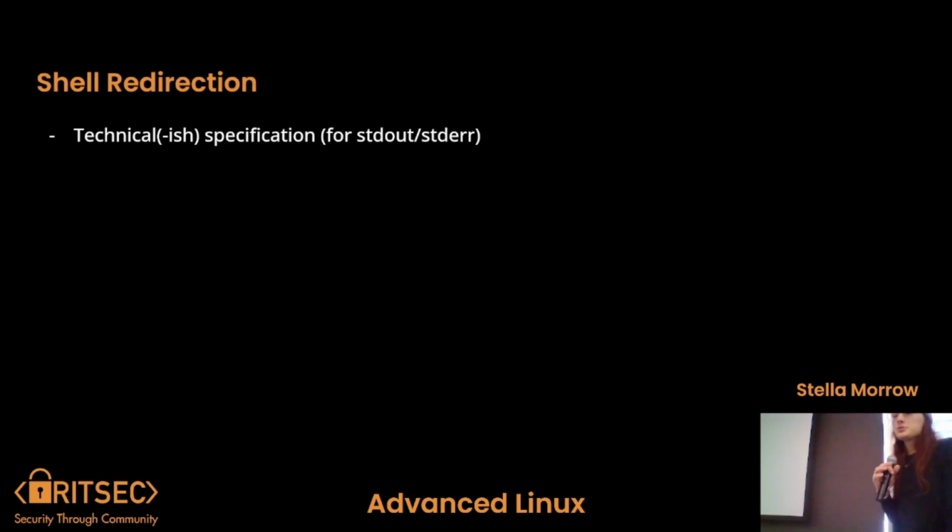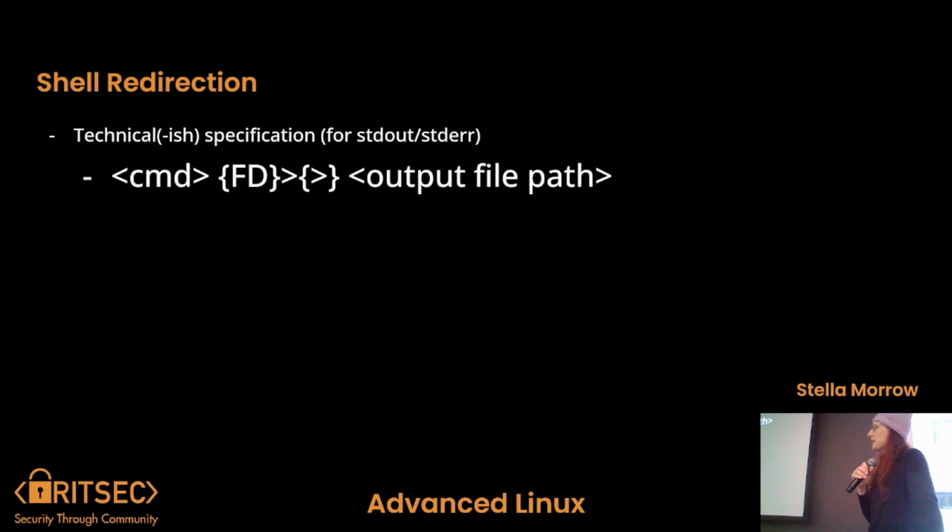You have shell redirection. This is sort of a specification for how file descriptors work. Not really. You have your command, and then you have the file descriptor, which can be a number, which is 0, 1, or 2. You never put 0 there. That wouldn't make a lot of sense. I guess maybe you could, but usually either 1 or 2 there. If you don't put anything, that's implied to be a 1, then the output file path.